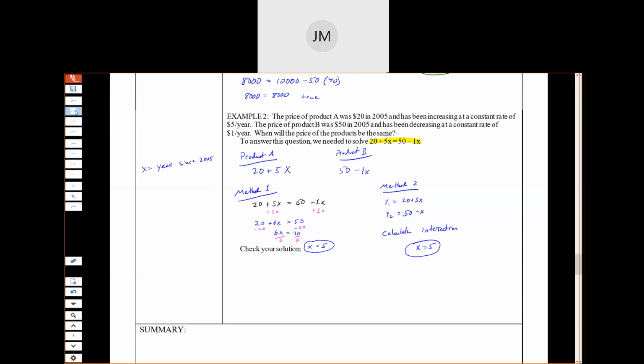Okay. To check my answer, what I'm going to do is go back to my original equation and plug in x equals 5. So 20 plus 5 times 5 is equal to 50 minus 1 times 5. So 20 plus 25 is equal to 50 minus 5. 1 times 5 is 5. 20 plus 25 is 45. 50 minus 5 is 45, and this is true. So we're good to go.